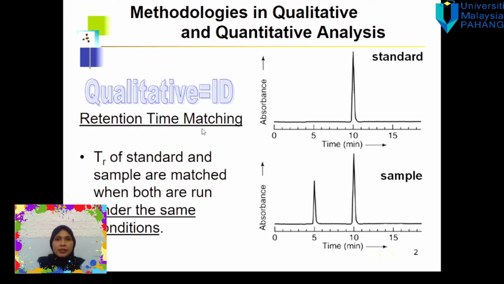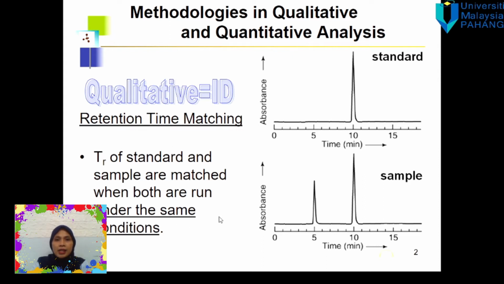What is retention time matching? Let's say we run our standard. What is a standard in HPLC? Actually, a standard is a known analyte present in our sample. For example, in a coffee sample, we know that caffeine is present. So caffeine is our standard. When we run, we get a retention time of 10 for the standard, which means the caffeine retention time is 10.